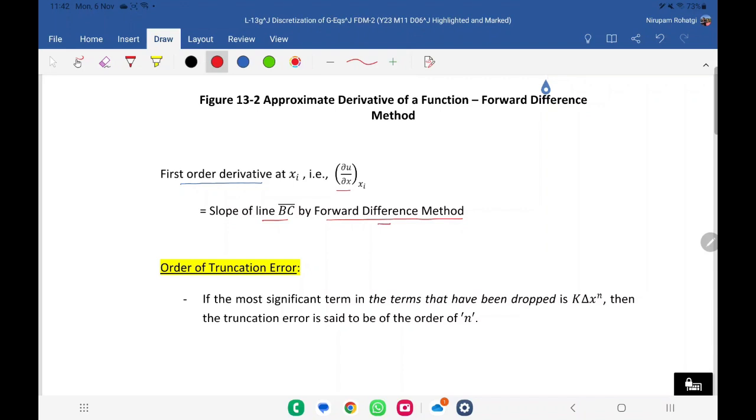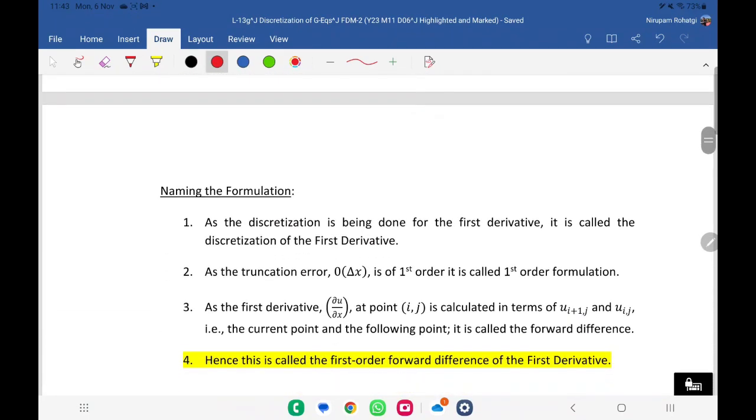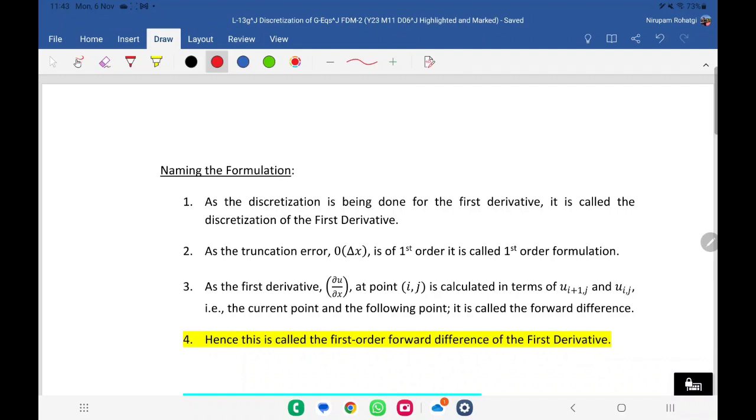And forward difference. And what was the order of truncation error? It was 1, right? So based on these three things, we name the equation which we have got. As the discretization is being done for the first derivative, it is called the discretization of the first derivative. As the truncation error O(delta x) is of the first order, it is called first order formulation.